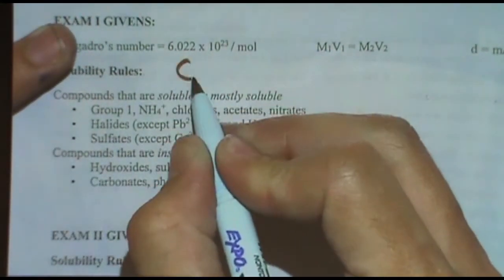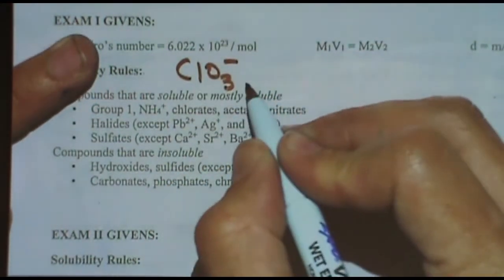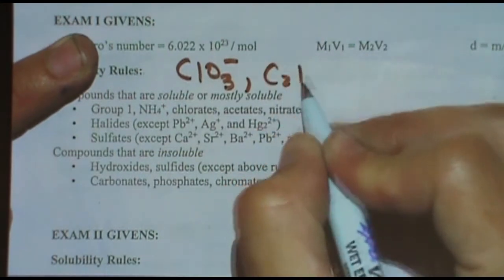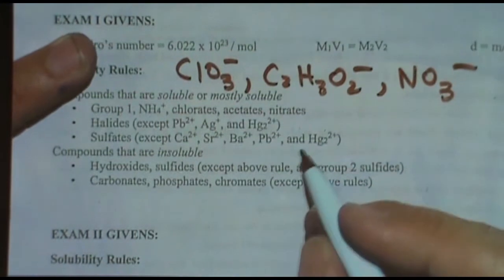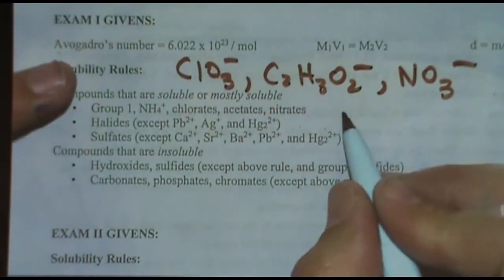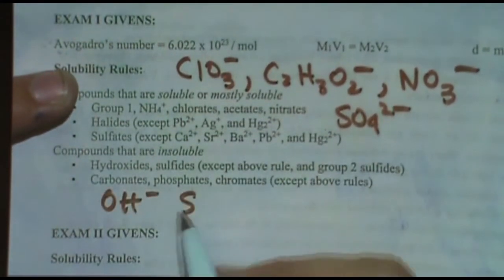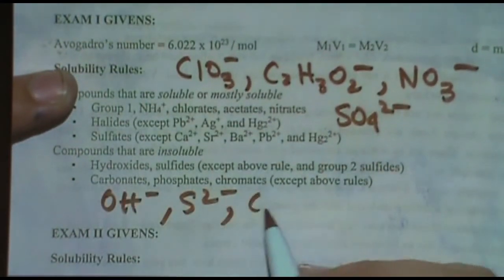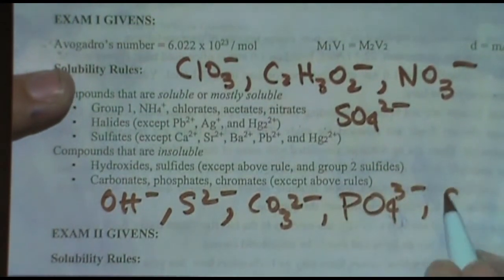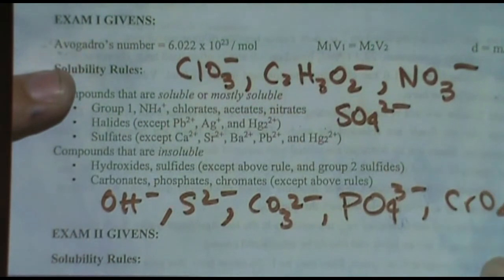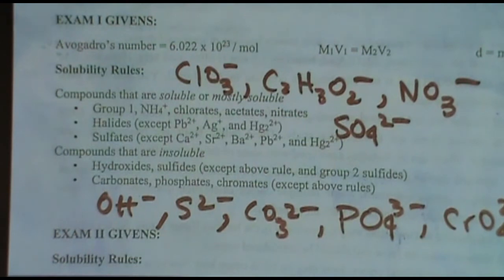A chlorate is ClO3 minus. Acetate, C2H3O2. Nitrate, NO3 minus. Halide is just a halogen. Sulfate, if you need that one, is SO4 2 minus. Hydroxide, OH minus. Sulfide, S2 minus. Carbonate, CO3 2 minus. Phosphate, PO4 3 minus. Chromate, CrO4 2 minus. Is that kind of okay? All right. Who is number 3?